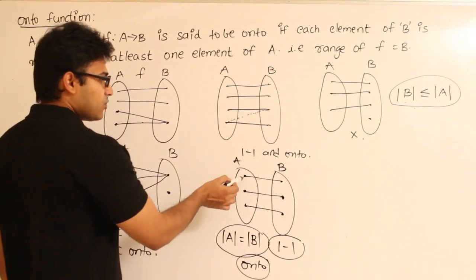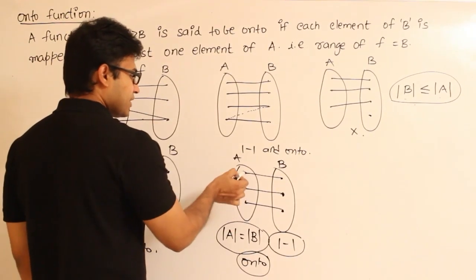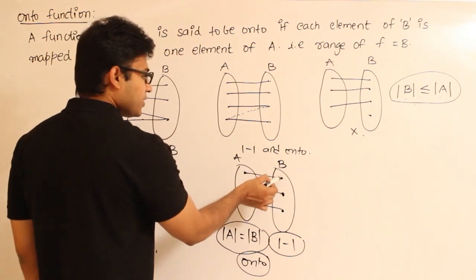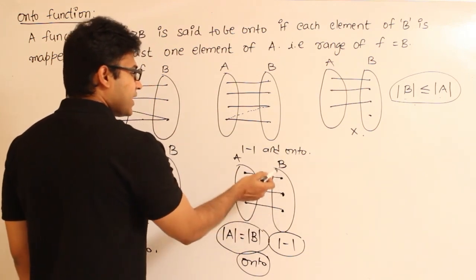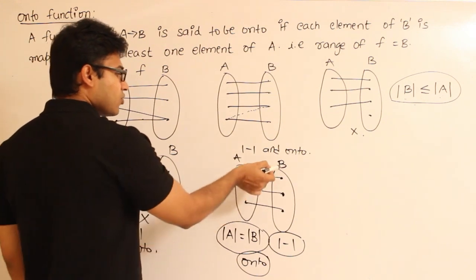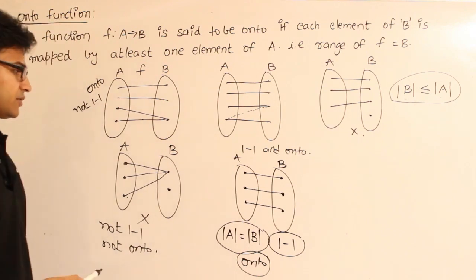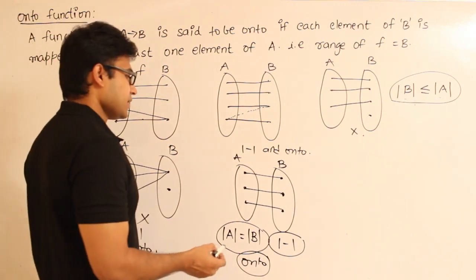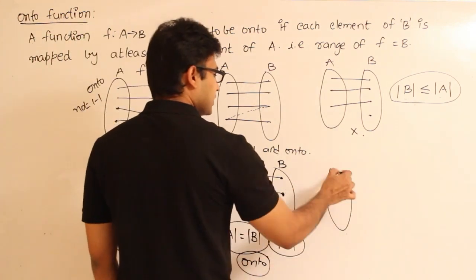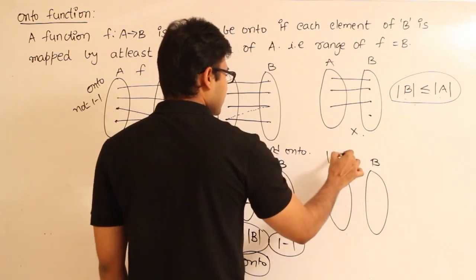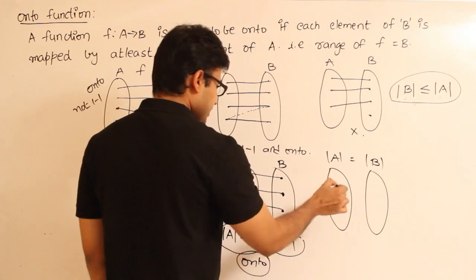If it is definitely going to be 1-1, which means every element here will be mapped to a distinct element here, then how many distinct elements do we have? Exactly as many as the number of elements in A. Therefore every element in B has to be mapped, then only are we going to get a 1-1 function, right? Now let us say the same one: the number of elements in A is equal to the number of elements in B. Okay, this is the case.